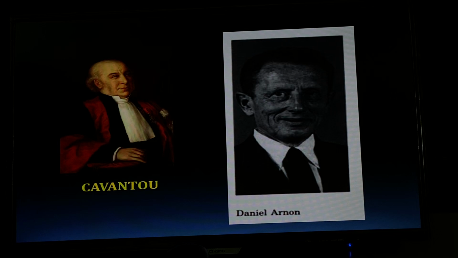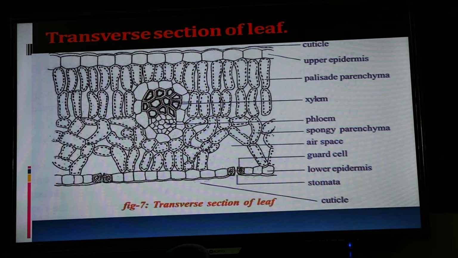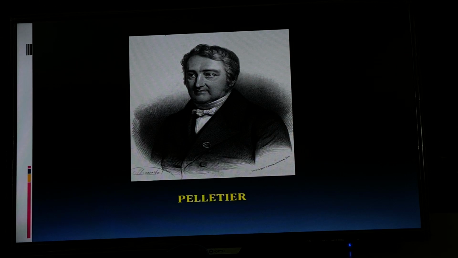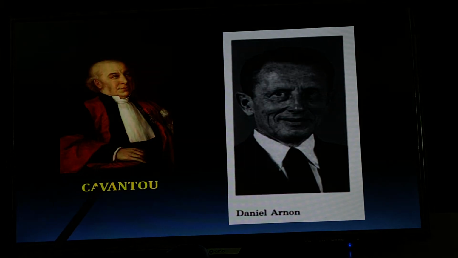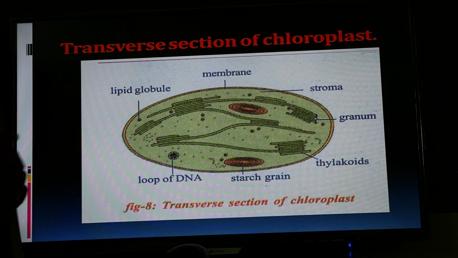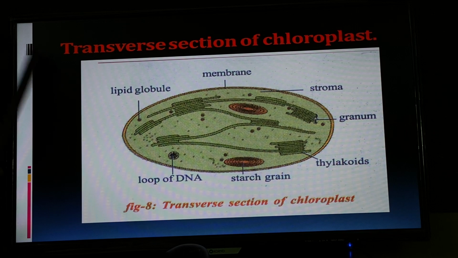Next, already we learnt about one of the scientists, Pelletier, and the next scientist is Caventou. Caventou and Pelletier both said that the green color pigment called chlorophyll is present only in chloroplast. Do you know, chlorophyll is not present throughout the plant? This chlorophyll is present in a special organelle called chloroplast, which we already learnt in 9th class.